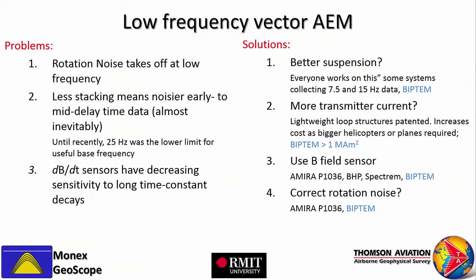So some of the solutions that we've resolved on: the better suspension. We've come up with a very nice, elegant way to suspend the arm suspension while it's flying. More transmitter current. Everybody loves current. So we've got to go bigger and better. The BIPTEM system we're looking at will be greater than a million amp meters squared. We're going to use the B field sensors inside the BIPTEM, and we need to be able to correct for noise. So really, the BIPTEM is the name of the airborne platform that we hope to put all of this on and make it all into a reality.